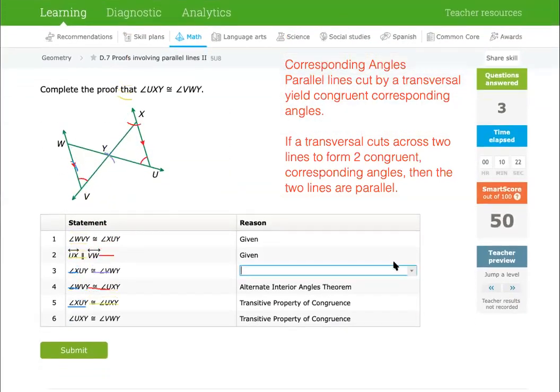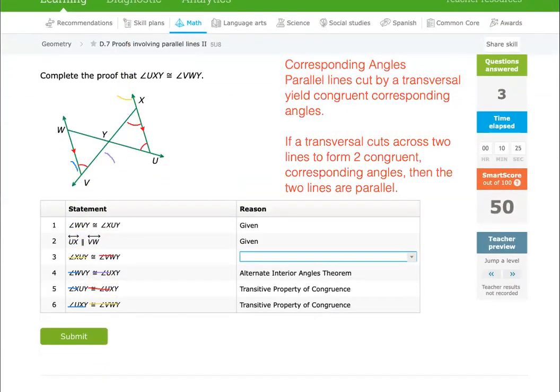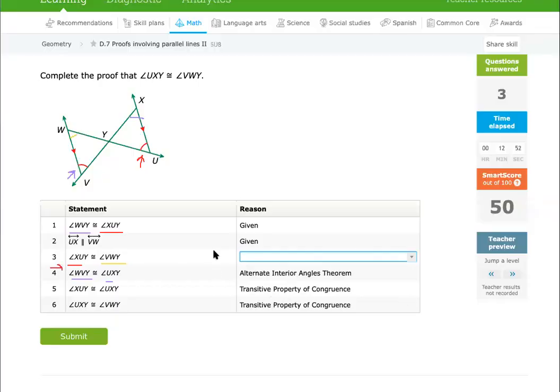Okay. Complete the proof. UXY is congruent to VYW. All right, so you got your two given right here. See the red markings that are already on there. So that was the first one, statement 1. Going down to number 3, so XUY, it's going to be the red arrow that I have right here, congruent to the yellow marking over here, which is going to be BWY. That's because of alternate interior angles theorem.